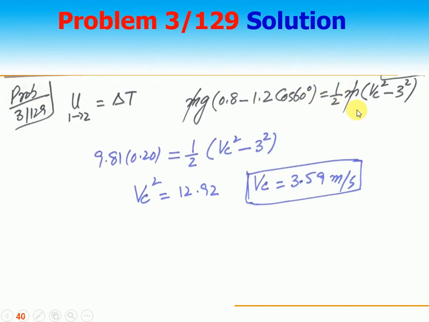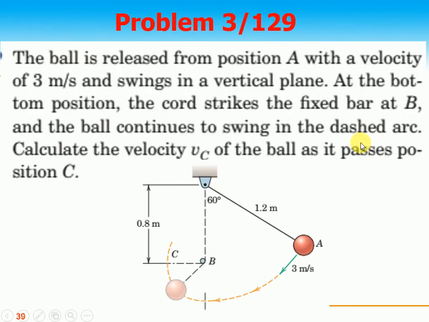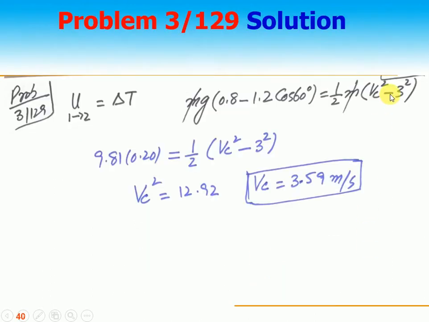The final one is work done. Distance traveled is equal to half m vC squared. The velocity at C is unknown. The velocity at A is of course 3 meters per second squared. So we just put the values. Mass cancels out, value of g, and this difference of course becomes 0.2, half, and the only unknown is vC, with 12.92 meters squared per second squared, or 3.59 meters per second.